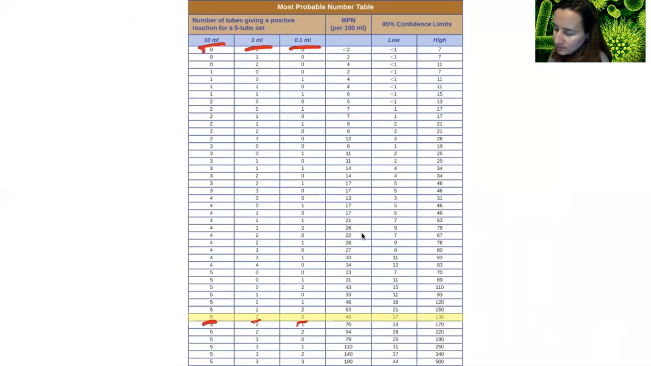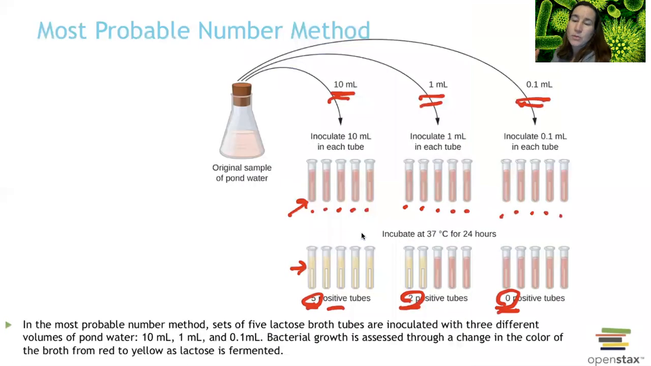And what it tells us is out of every 100 mils, there are an estimated, most probable 49 bacteria found in the 100 mils. So that's our number given this test with our most probable number at 10, 1, and 0.1: about every 100 mils, we got 49 bacterial cells. 49 bacterial cells using this type of test.